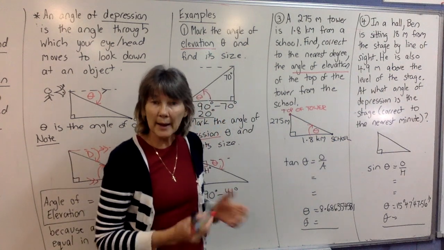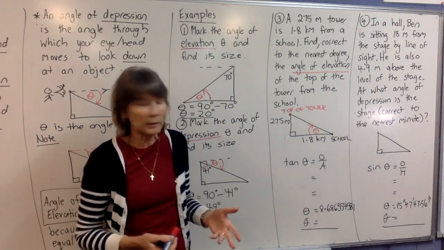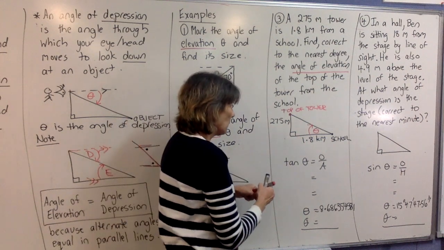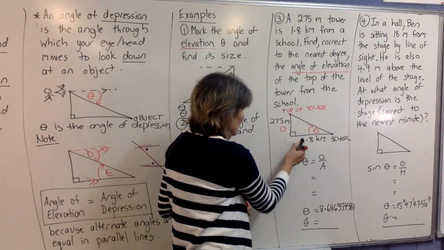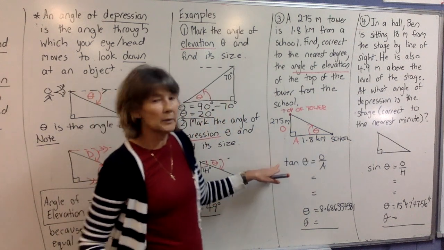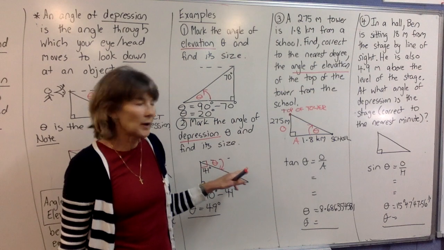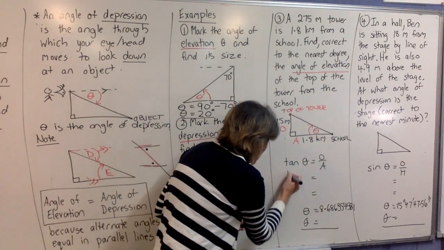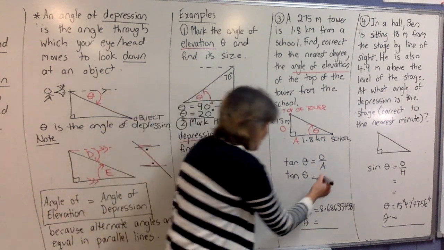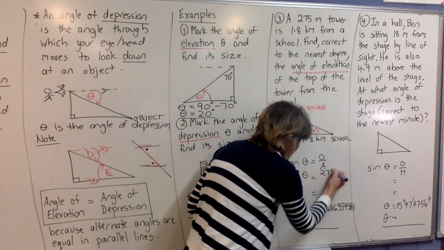All right. So now we're going to just label our sides like we normally do. These two that we have numbers on, we have an opposite side and an adjacent side. So that means we're dealing with tan. So we start with our formula: tan theta equals O over A. Now the opposite side is 275 metres.